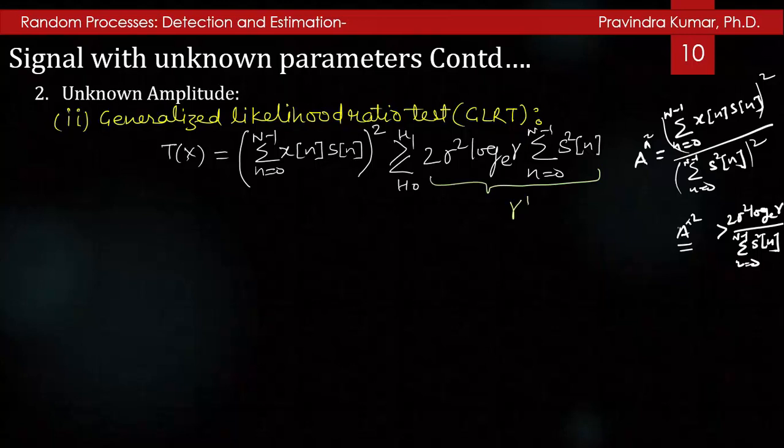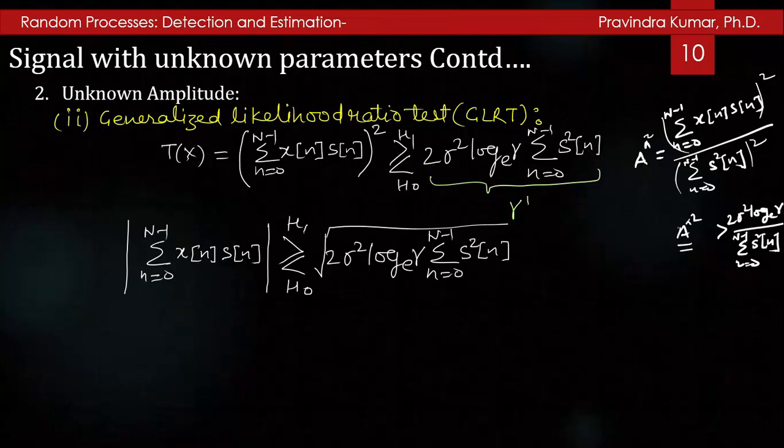You can write this as the new threshold value, or you can write this test statistic as the mode of summation n=0 to N-1 x[n] s[n] less than or equal to under root 2σ² log_e γ summation s²[n], or I can write it as under root γ', the new threshold value. Now the detector is just a correlator that accounts for the unknown sign of A by taking the absolute value.